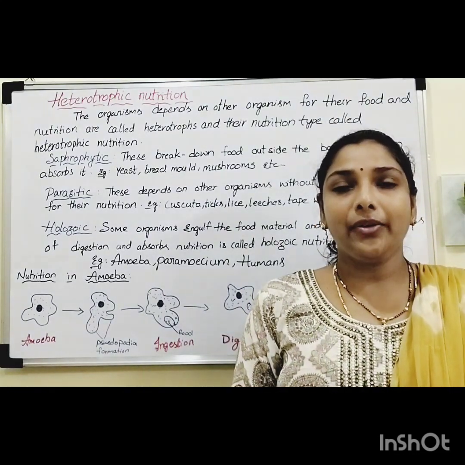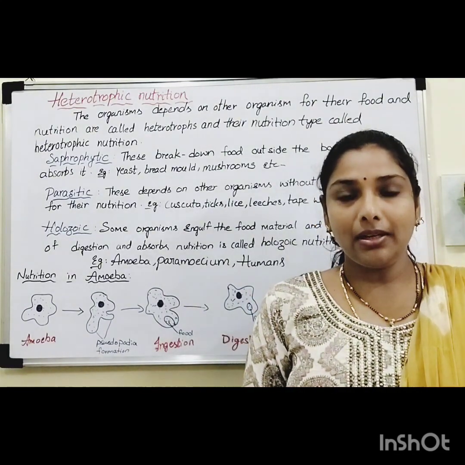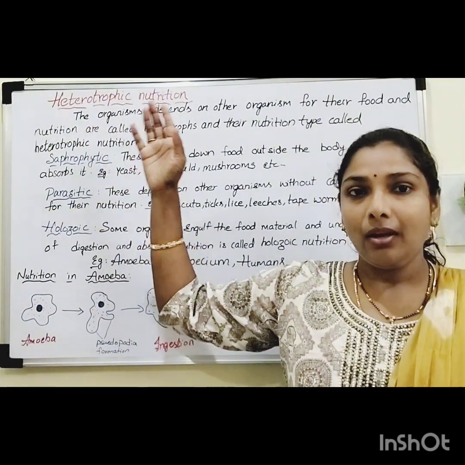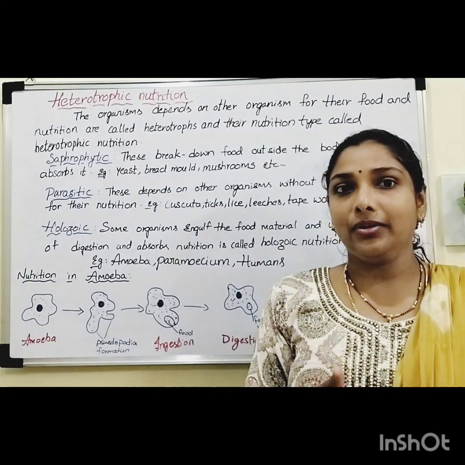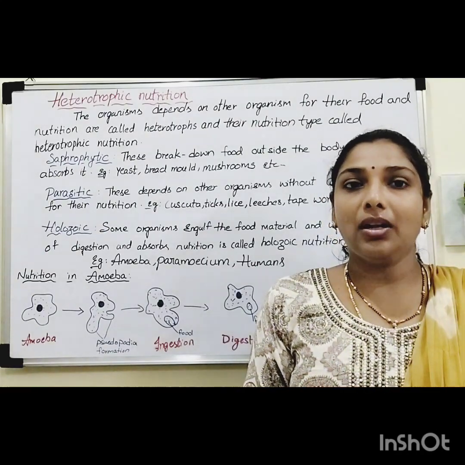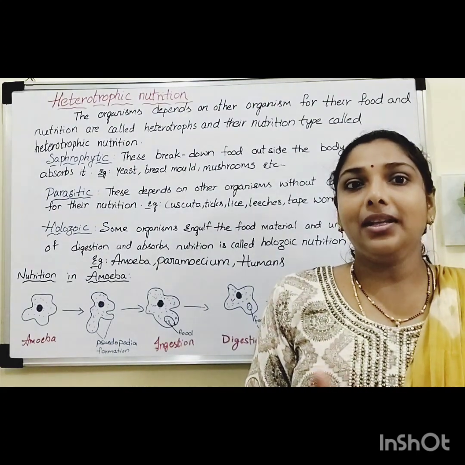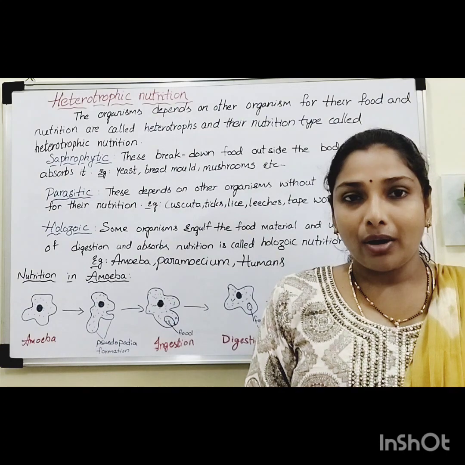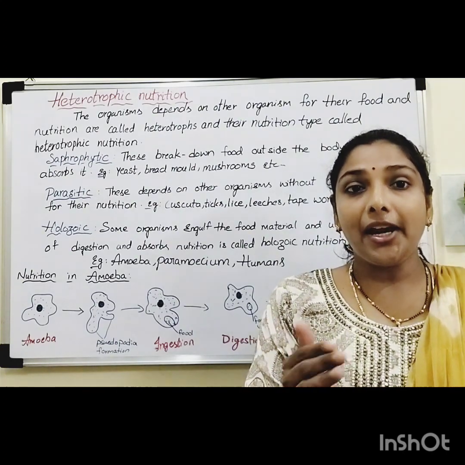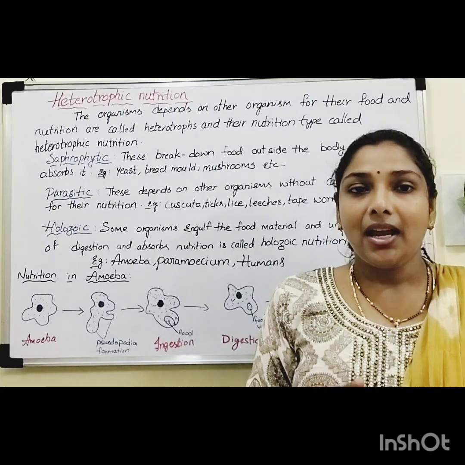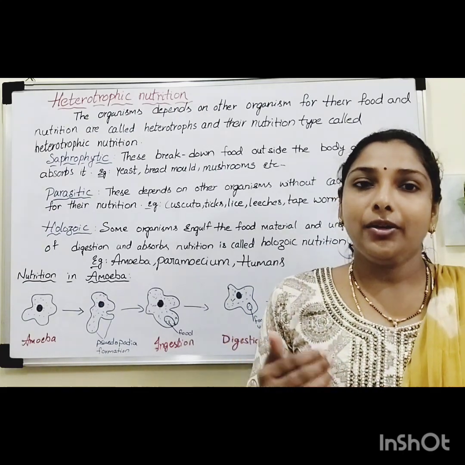In the last topic we discussed autotrophic nutrition. Now we will discuss heterotrophic nutrition. What are heterotrophs? First you have to learn that these are the organisms which depend on other organisms for their food and nutrition. These types of organisms we call heterotrophs, and the nutrition type we call heterotrophic nutrition.